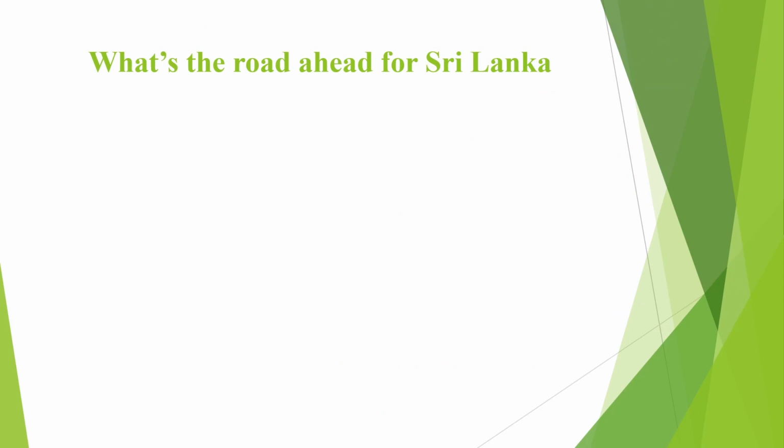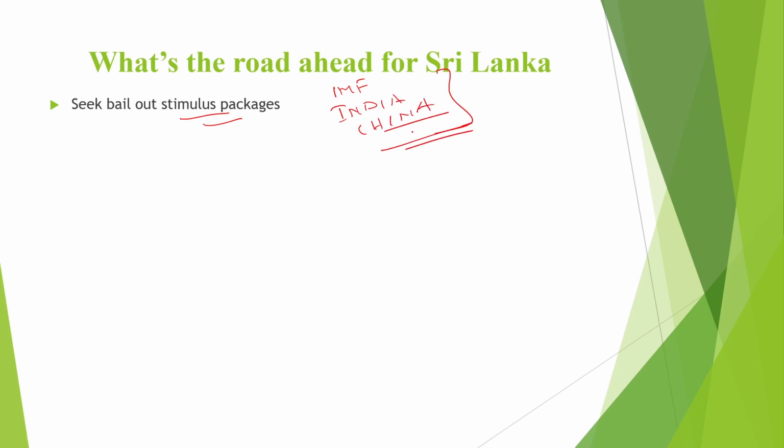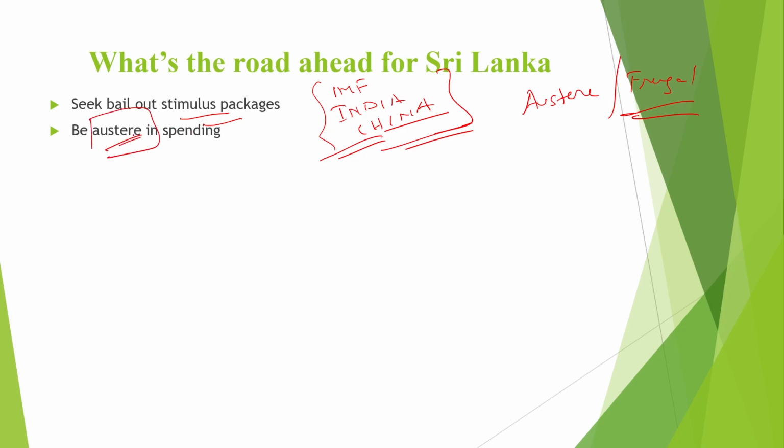Now, the question is, what's the road ahead for Sri Lanka? What can Sri Lanka do to come out of this problem? Number one, seek out stimulus packages. This is something Sri Lanka is already doing. It is seeking stimulus packages from the IMF, from India, China, and different other countries. But again, it's no easy way. When you seek stimulus packages from different organizations and countries, you have to be austere, or frugal, in your spending. You cannot just spend recklessly like before.